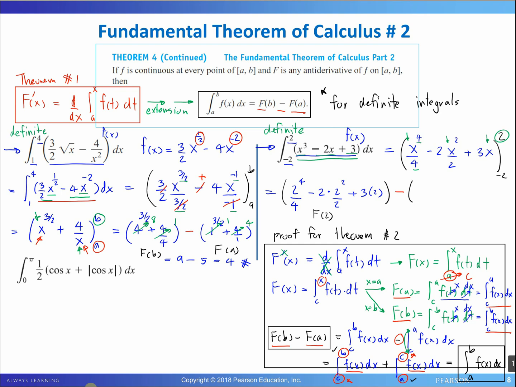So this minus 2 goes in here, and right here, also right here. So we have minus 2 to the power of 4 divided by 4 minus 2 times minus 2 squared divided by 2 plus 3 times minus 2. And this is big F evaluated at minus 2, the starting point.